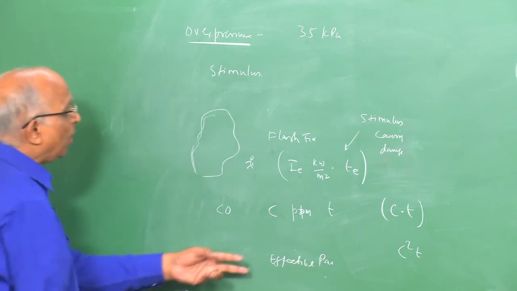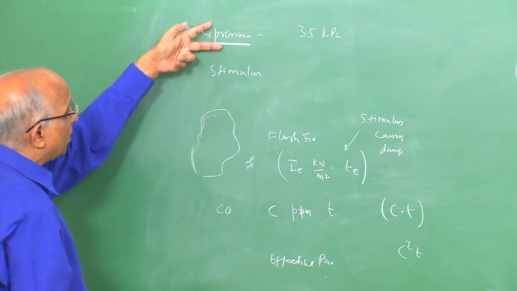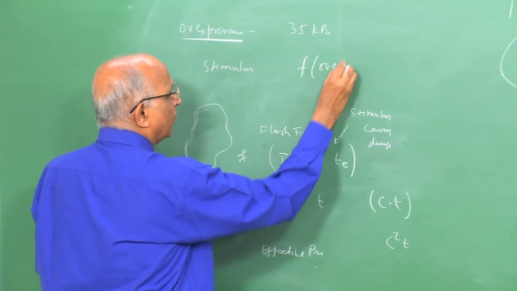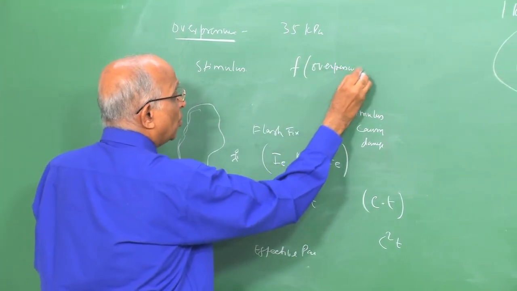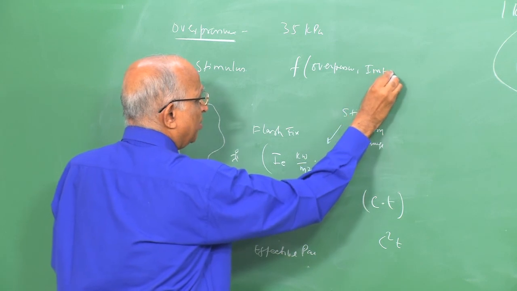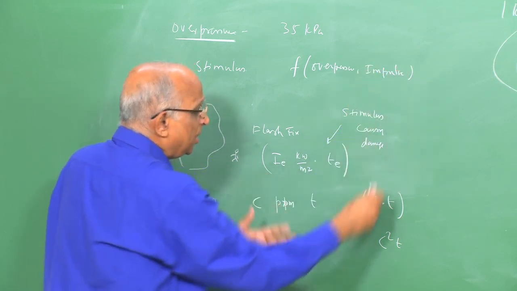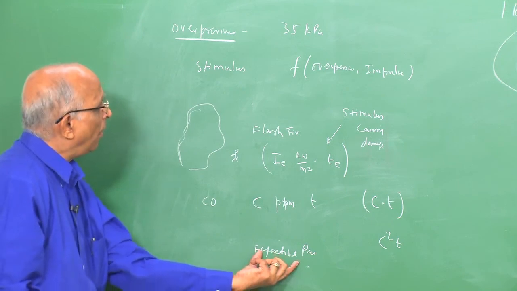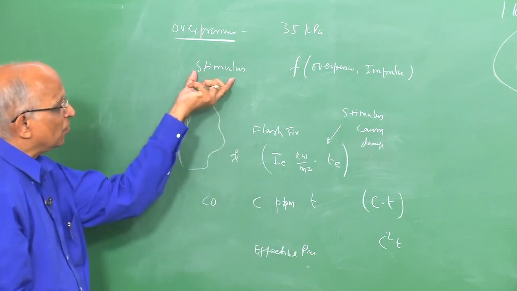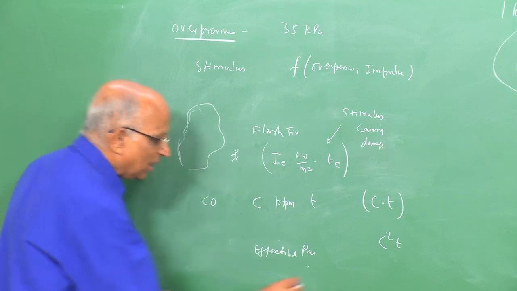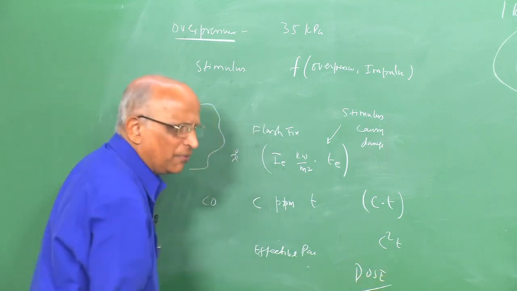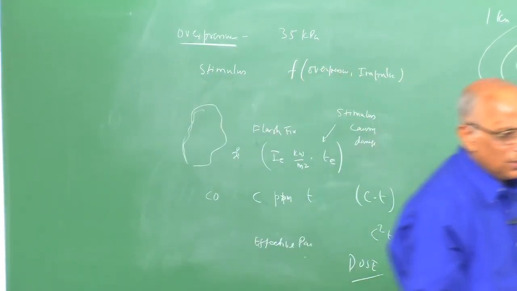causing damage, which may not be a single parameter like overpressure. It could be, let us say, a combination of overpressure and also impulse, such that in the dynamic region it could be a combination of these parameters. And this effective parameter or the stimulus which causes the damage is something which is known as a dose. Therefore, let's return to the slide.